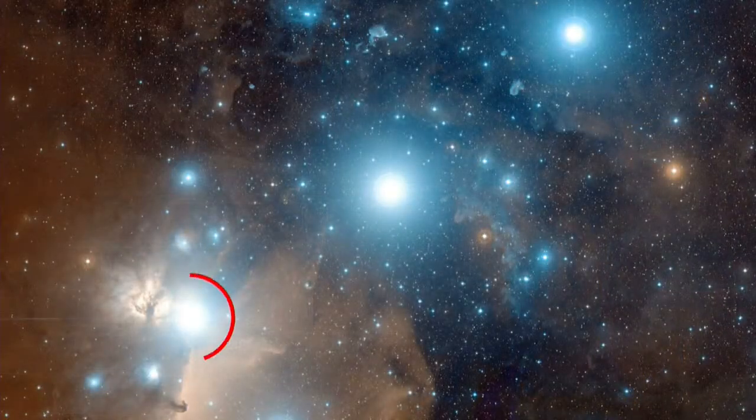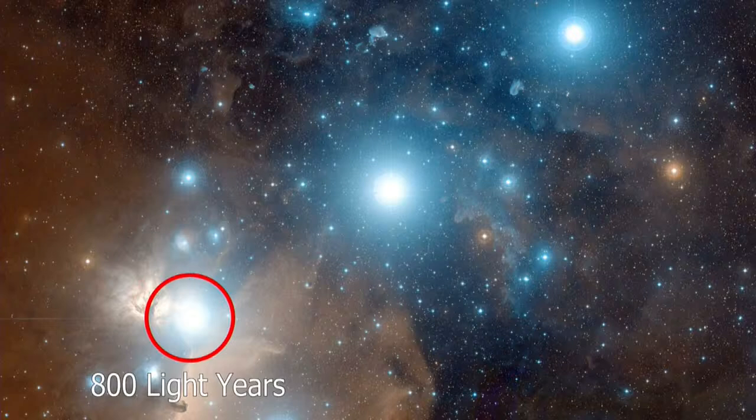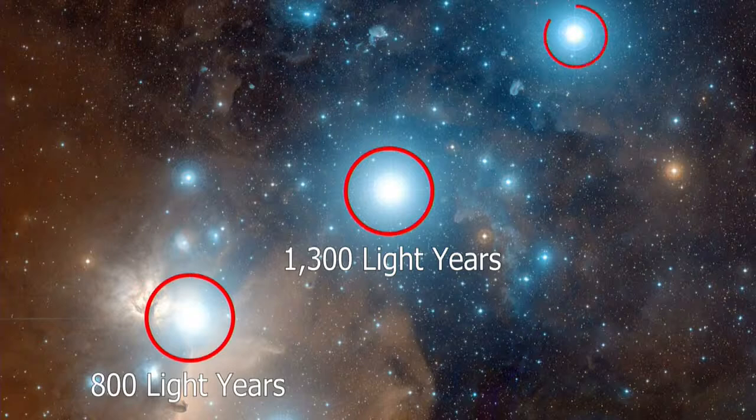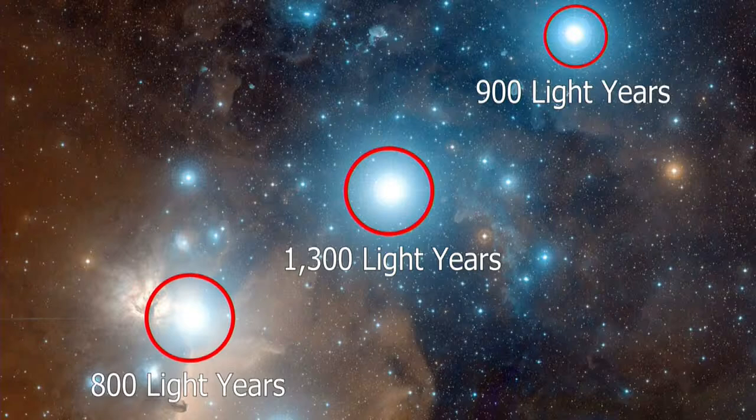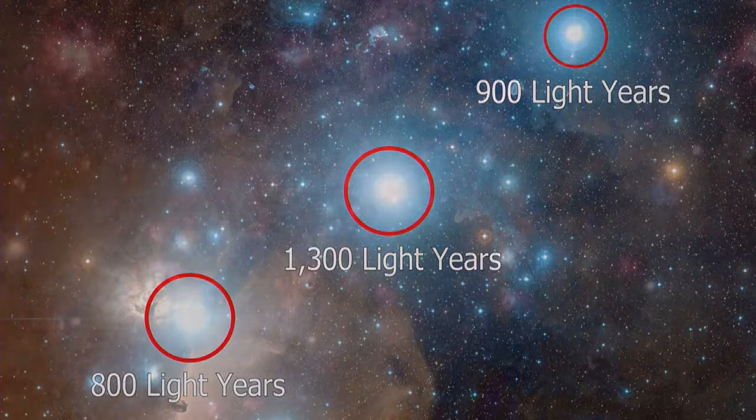The star on the left of Orion's belt is about 800 light years away. The star in the middle of the belt is about 1,300 light years away. And the star at the right side of the belt is about 900 light years away. Yet from Earth, they all appear to have the same brightness.